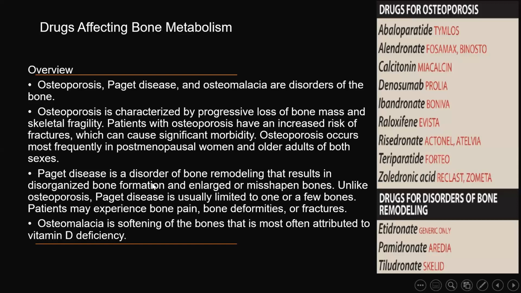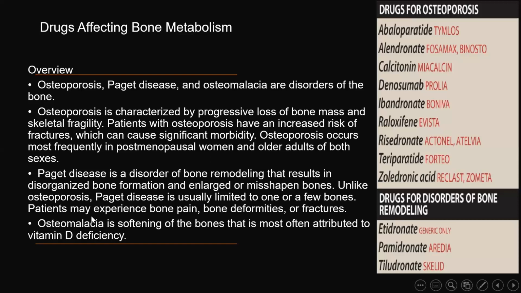While Paget disease is a disorder of bone remodeling that results in disorganized bone formation, malformation of the bone, and also an increase or enlargement in the bones, or misshapen bones, which means that these bones are either big or present with a misshape. Paget disease is different from osteoporosis because it mostly affects one or a few bones, unlike osteoporosis, which may affect all the bones in the body.